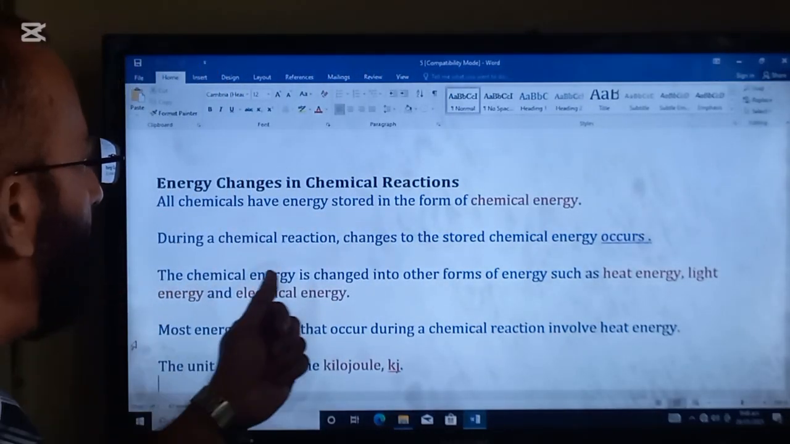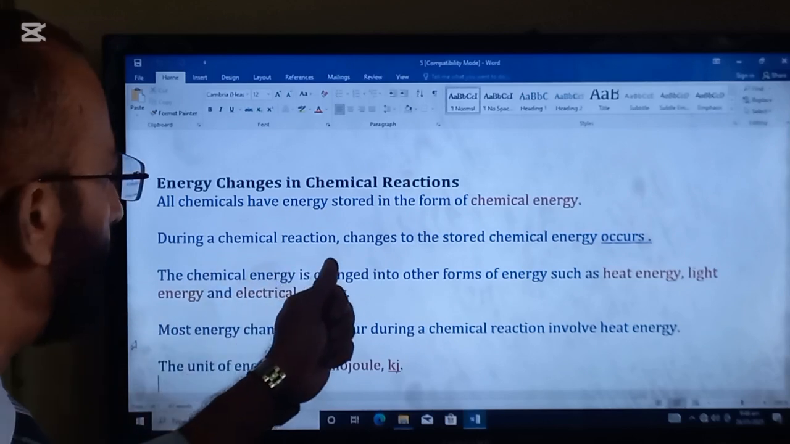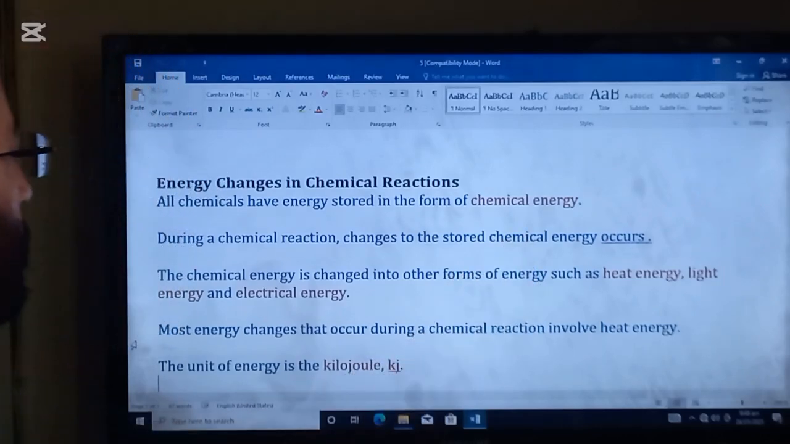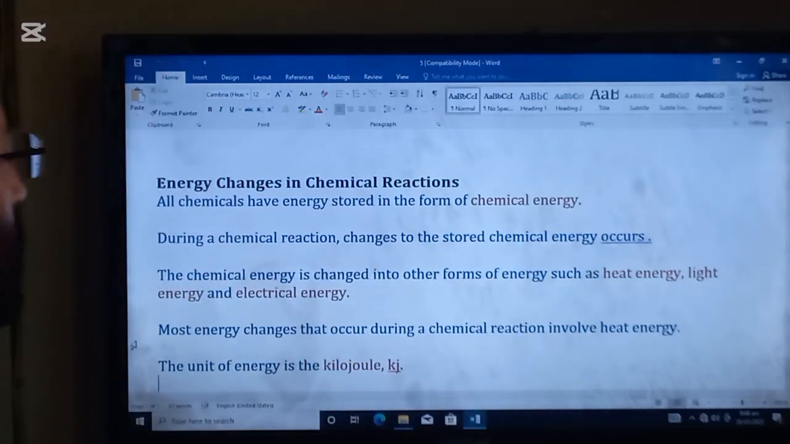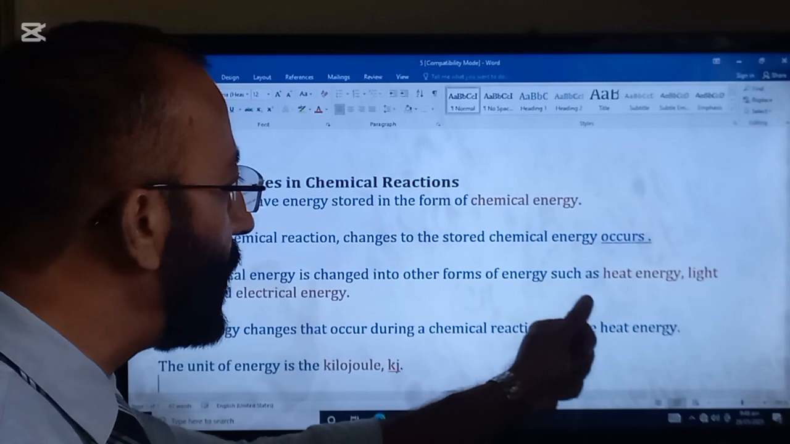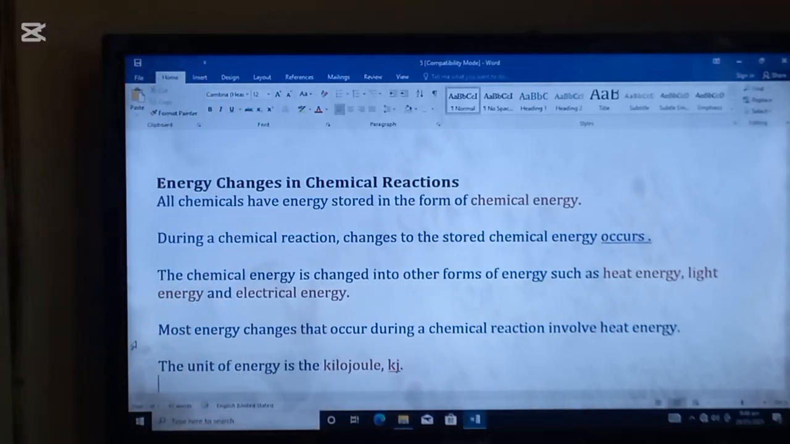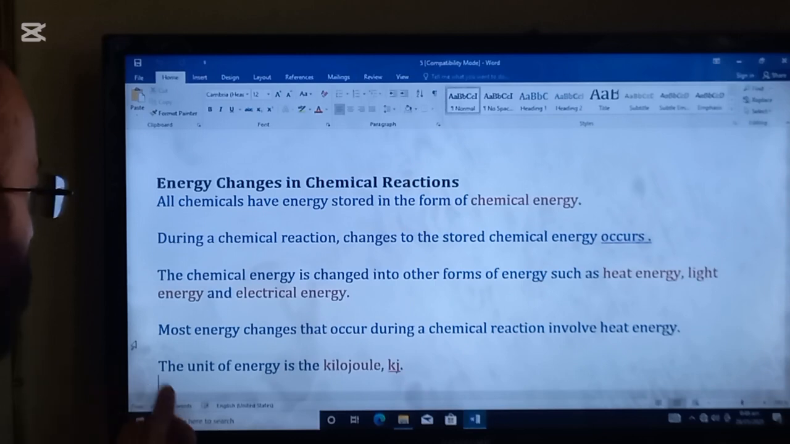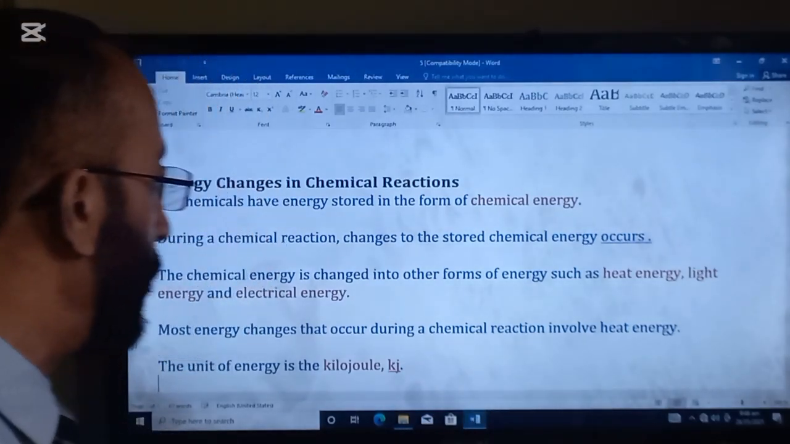Energy changes in chemical reactions. All chemicals have energy stored in the form of chemical energy. During a chemical reaction, changes to the stored chemical energy occur. The chemical energy is changed into other forms of energy such as heat energy, light energy, and electrical energy. Most energy changes that occur during a chemical reaction involve heat energy.